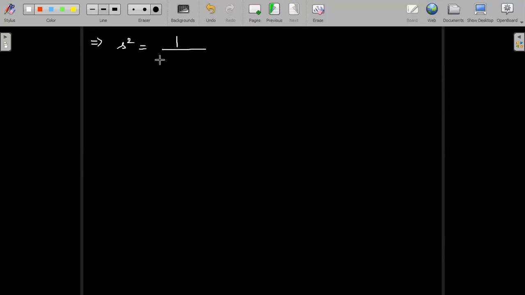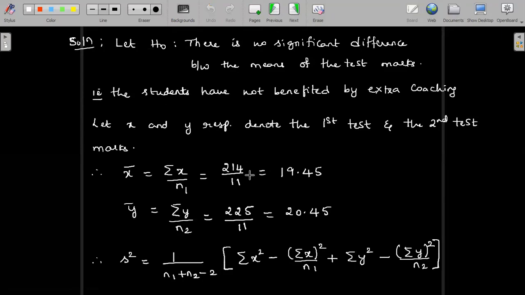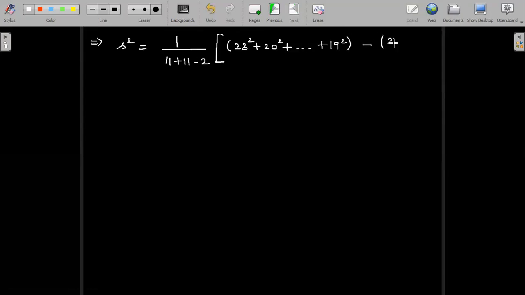So S square will be equal to 1 divided by N1 is also 11, N2 is also 11, 11 plus 11, 22 minus 2, multiplied by summation X square, which means 23 square plus 20 square etc. up to the last value, that is 19 square. This I am talking about first test marks, minus summation X the whole square. Summation X we saw is 214, whole square divided by N1, which is 11.